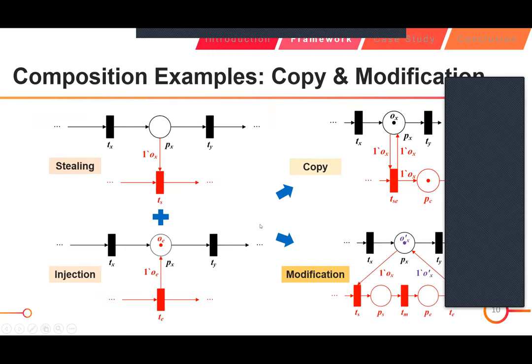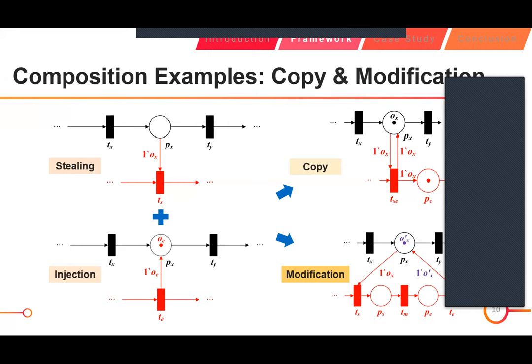Besides the four basic patterns, more complex attacks can be composed from them. We give two simple examples here. They both come from the composition of stealing and injection. The first one is copy. This pattern means a token will be copied to the attack net. The second one is modification. However, different from copy, the token is modified before being put back.